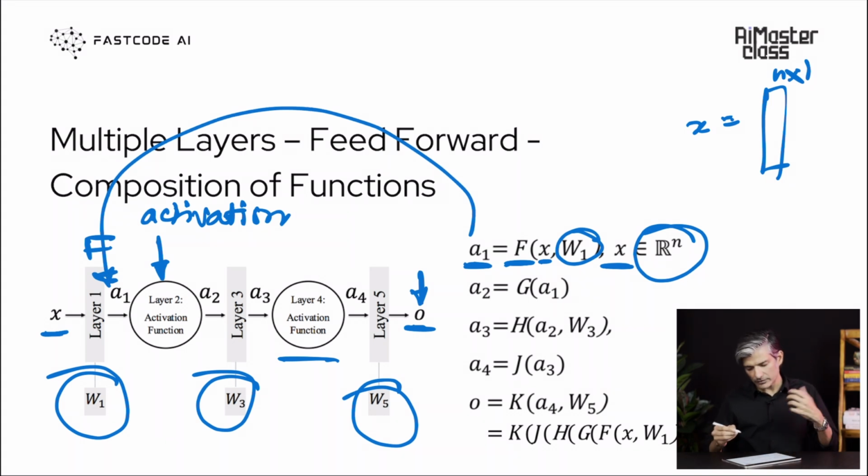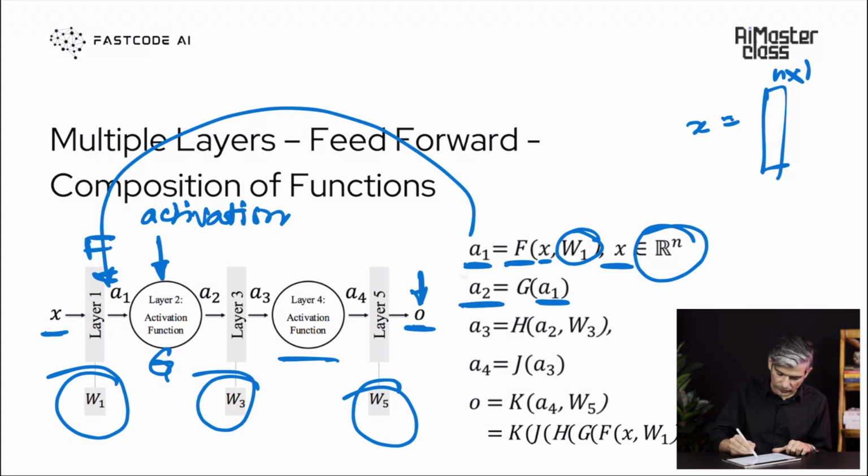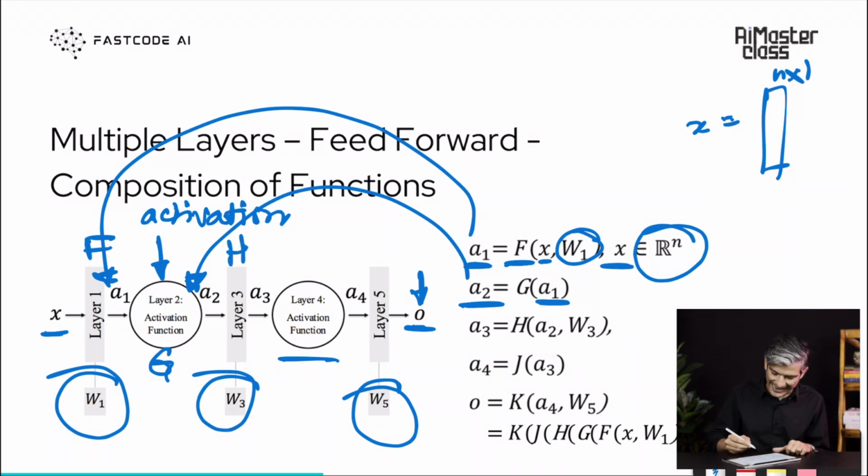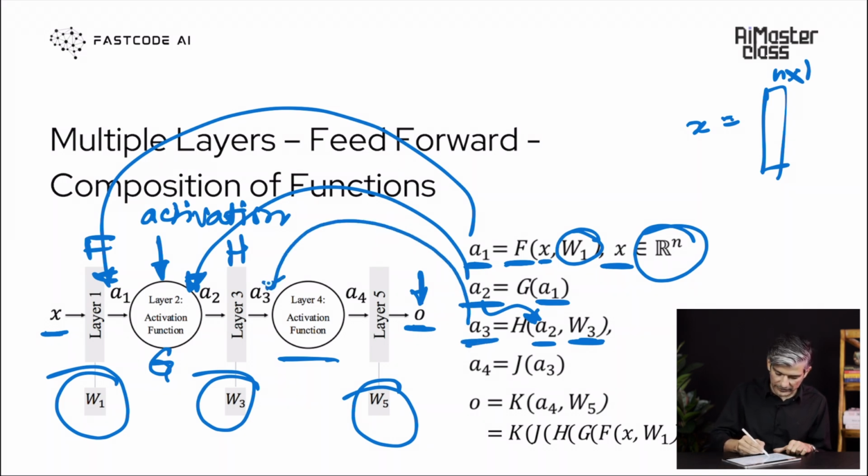So a1 is this function of x comma w1. Then the output of this first layer is a1. This goes into the next function, which we call g, right, and this has no learnable parameters. So g takes in a1 and gives us a2, right. So g gives us a2 here. Now we have h, so we call the third one h. H takes in the last output a2, and it has these w3s, which then gives us a3. So h gives us this a3.